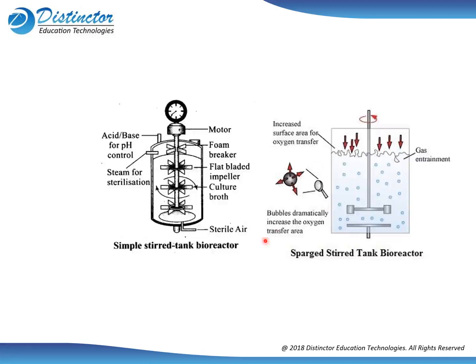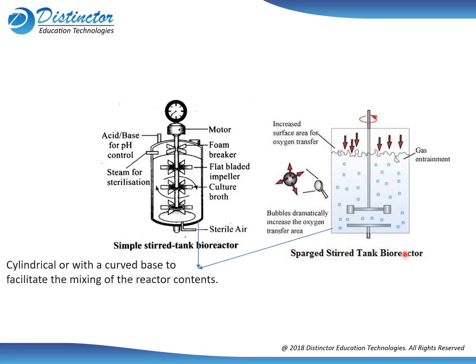There are two types of bioreactor. One is a simple stirred tank bioreactor, and another one is a sparged stirred tank bioreactor. In these two, the tank is cylindrical or has a curved base to facilitate the mixing of the reactor contents. The bioreactor has a stirrer, which is used to stir the culture medium. With the help of this stirrer, the culture is mixed continuously.